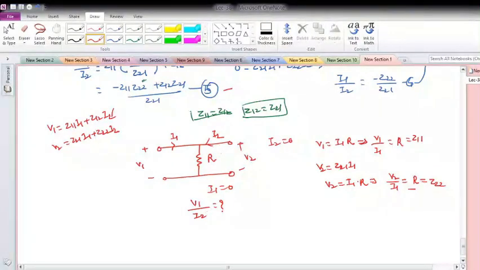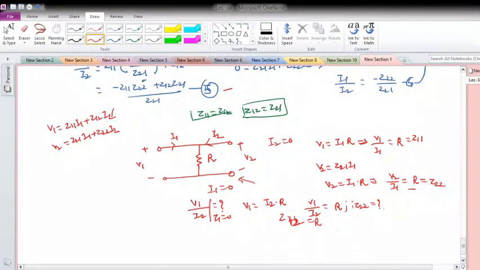With I1 equal to 0, V1 I can write as I2 into R. So V1 upon I2 will be simply R. You can look from here, V1 upon I2 is simply R. Fine, this is my Z12. Now I would like to obtain Z22.